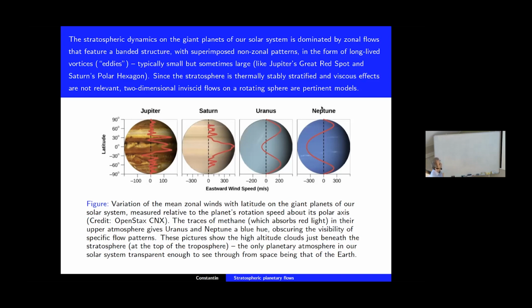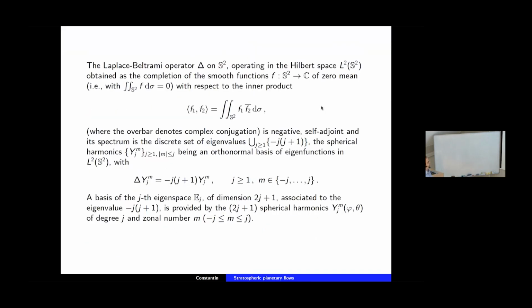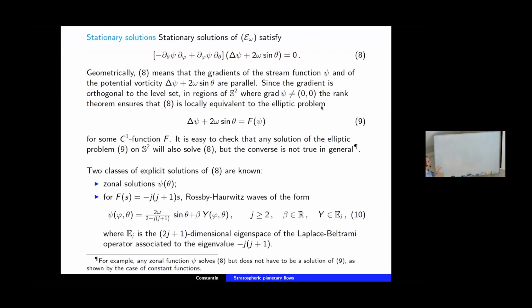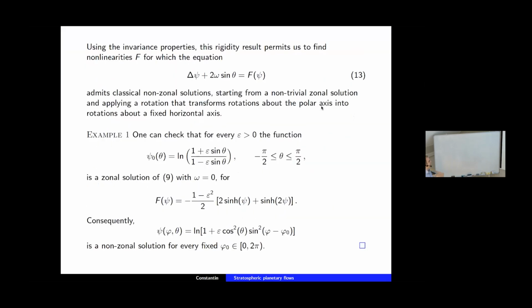Also, the flow here is much faster, but it changes. You see all of these flows go in both directions, but it's much more complicated on Jupiter and Saturn. So I go back now to this implementation of the Arnold idea.